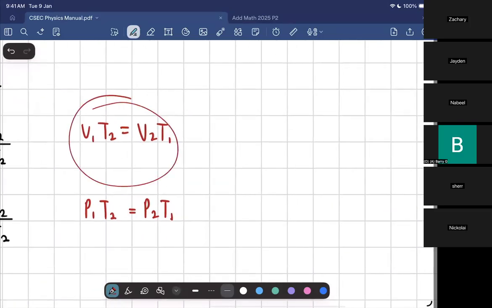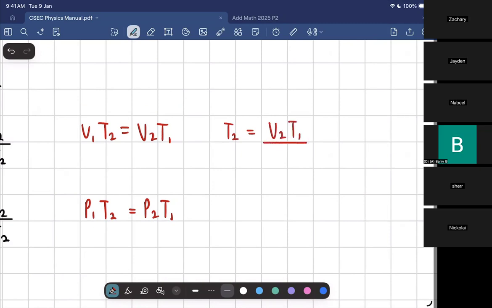What would happen if I did that, the one on top? Yeah, the one on top. You divide both sides by V1. So that'll be V2 T1 all over V1.